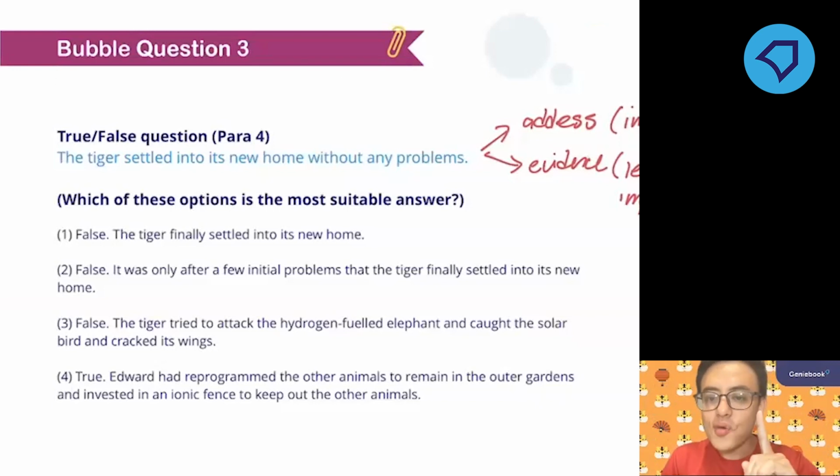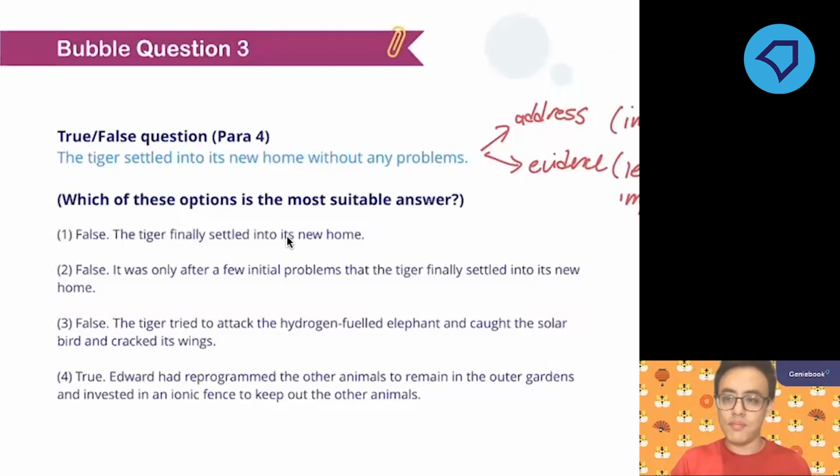So I'll give you 1 minute. Which of the options is the most suitable answer? Very tricky. 3, 2, 1. We have slightly over 60% of you getting this correct, and the people who got the most wrong answers would have chosen number 3. Very good, it's a good mistake to make. Let me explain why. Number 2 is the correct answer.